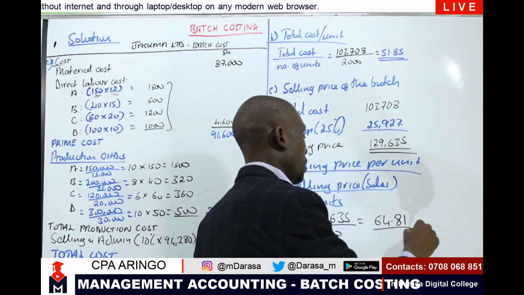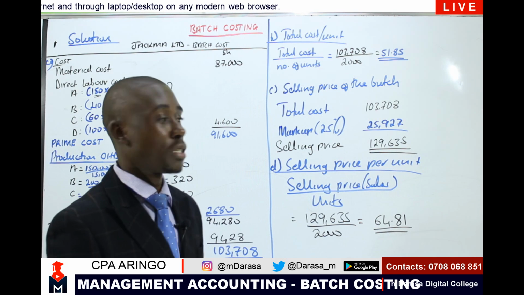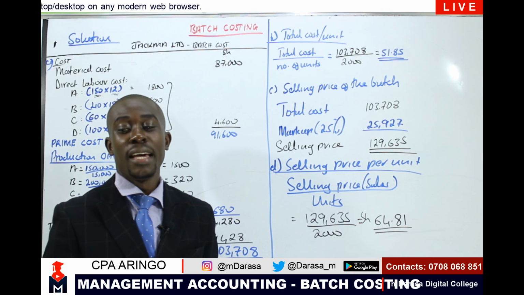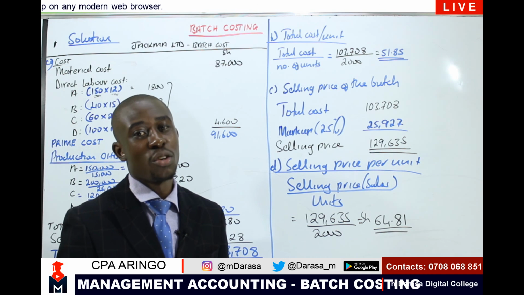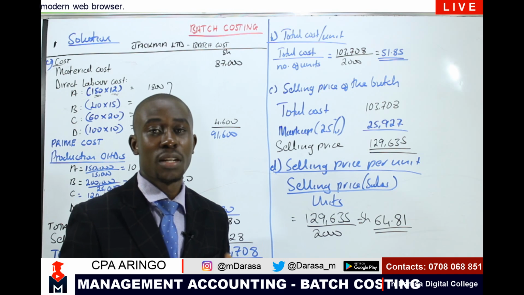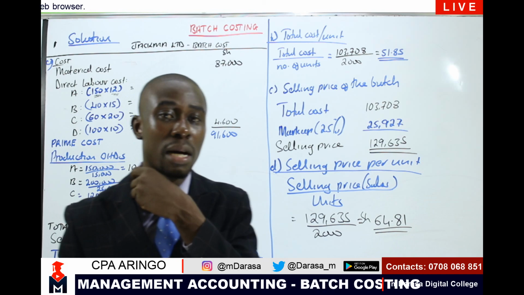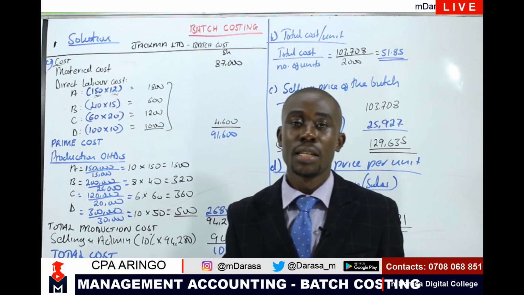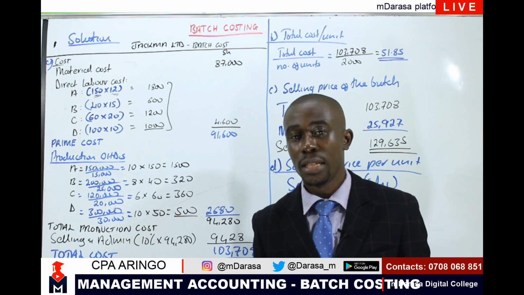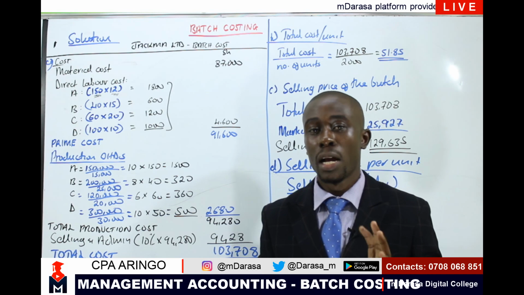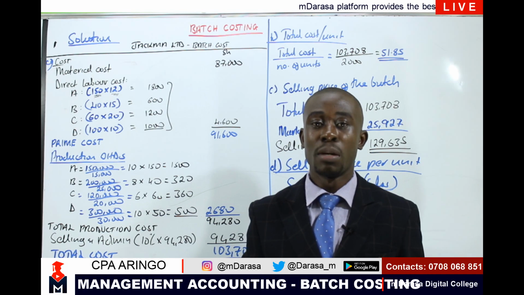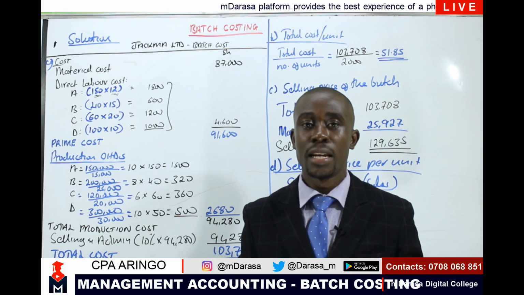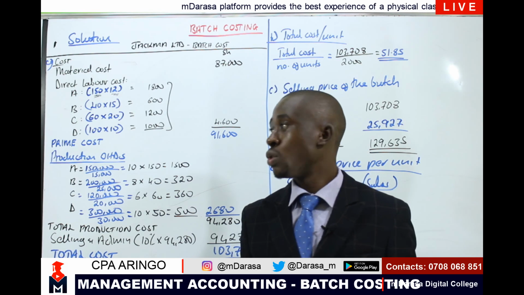That is our markup. Meaning that if I want to identify the selling price of this component, our selling price therefore, I should be having 25,927, we add 103,708. That should give us how much? 129,635, being our selling price. So you just take our total cost, we add our markup for us to identify our selling price.